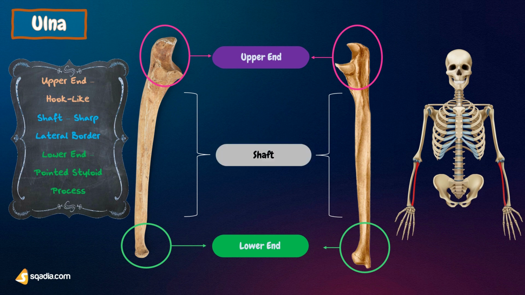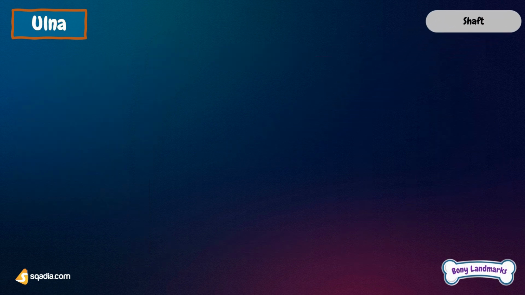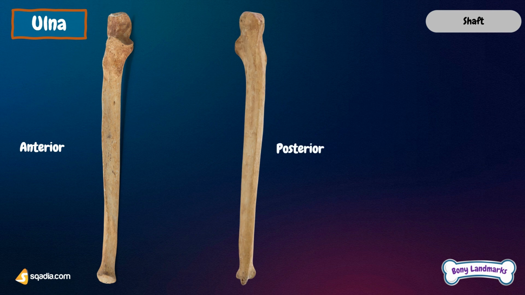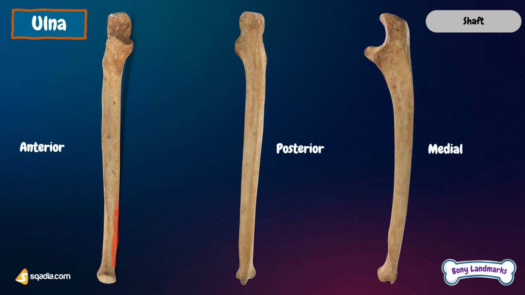Let's look at the shaft of the ulna. The shaft has three borders and three surfaces. Borders. The interosseous or lateral border is the sharpest in its middle two-fourths. Inferiorly, it can be traced to the lateral side of the head. Superiorly, it is continuous with the supinator crest.